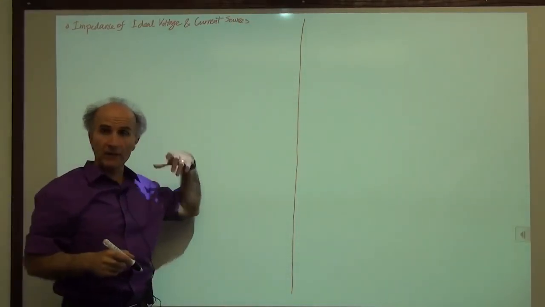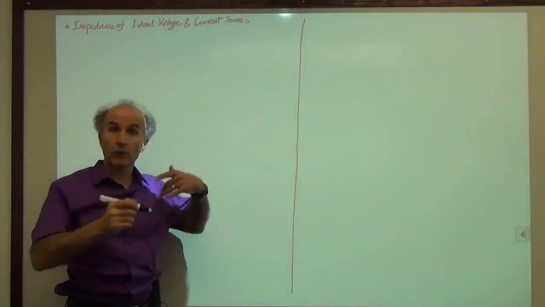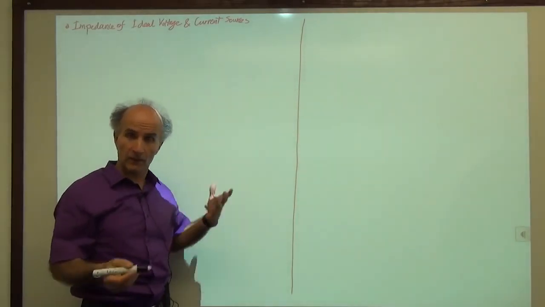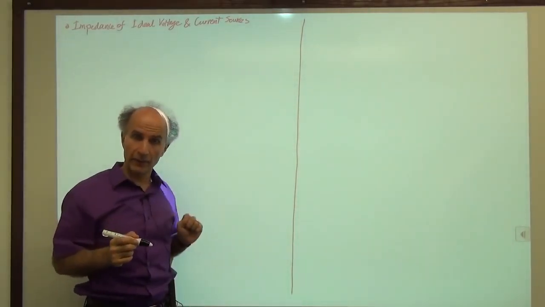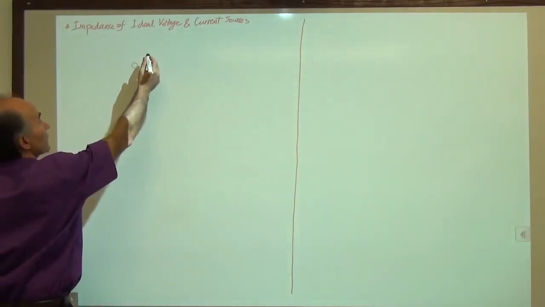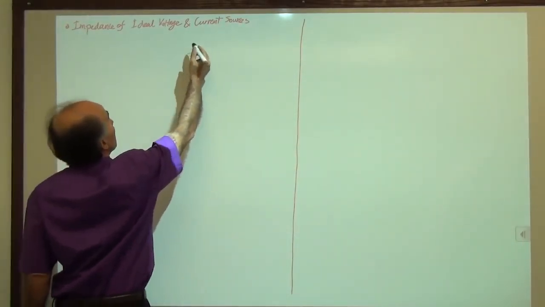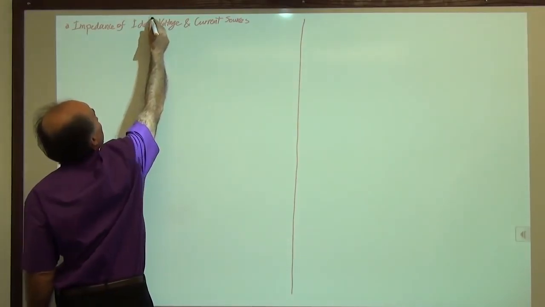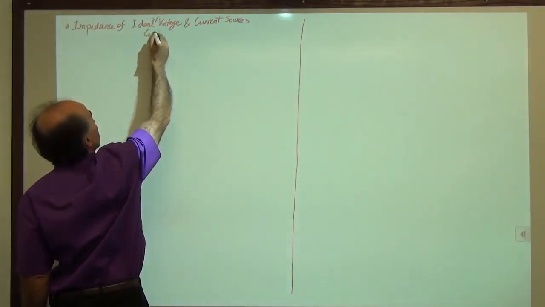We have encountered these in the past, but I have never formally explained these. So let's just go over this once so that you know exactly what this means. All right, so an ideal voltage source. I should say ideal and constant. Okay, these are constant.